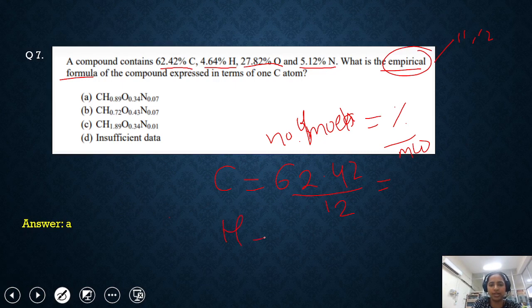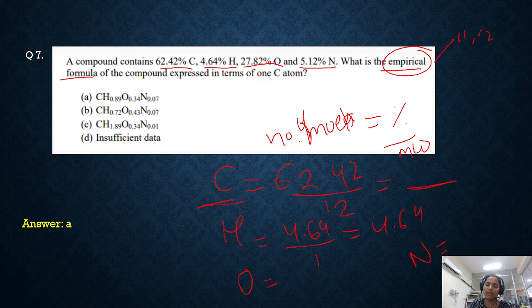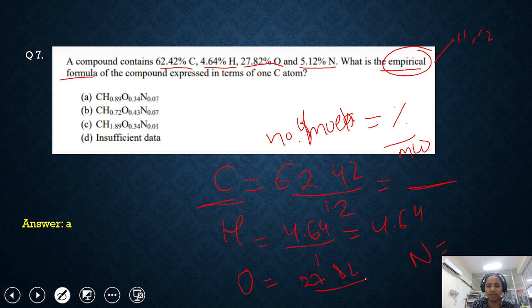For hydrogen, it will be 4.64 by the atomic weight of hydrogen, which is 1. So this is 4.64. Similarly, we'll find it for oxygen and nitrogen. So these three you will calculate. Please calculate how many carbon moles there are. You simply have to divide the given percent by the atomic weight. For oxygen, it is 27.82 by 16. For nitrogen, it is 5.12 upon 14.